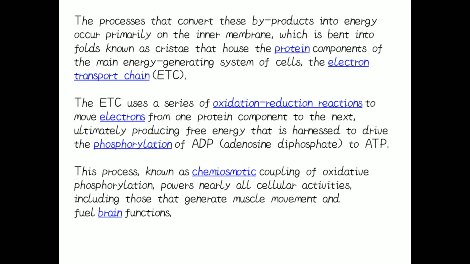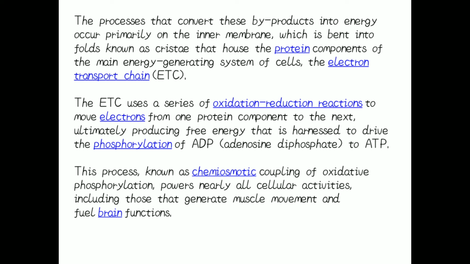The process that converts these byproducts into energy occurs primarily on the inner membrane, which is bent into folds known as cristae, and holds the protein components of the main energy-generating system of the cells, that is the electron transport chain. So the electron transport chain is found on the elementary particles which are present on the cristae. These elementary particles are also called F1 particles, or oxysomes.